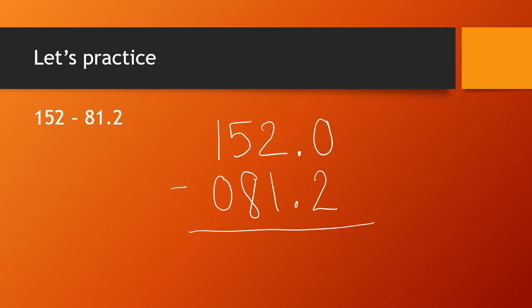0 minus 2, I cannot do it. I need to go right next door and borrow 1. Turn that 0 into a 10. 10 minus 2 is 8. I keep my decimals lined up. 1 minus 1 is not 1. Good job. Is 0. 5 minus 8 I can't do. I go right next door and borrow. Turn that 5 into a 15. 8 from 15 is 7. And 0 minus 0 is nothing. So my answer is 70 and 8/10.